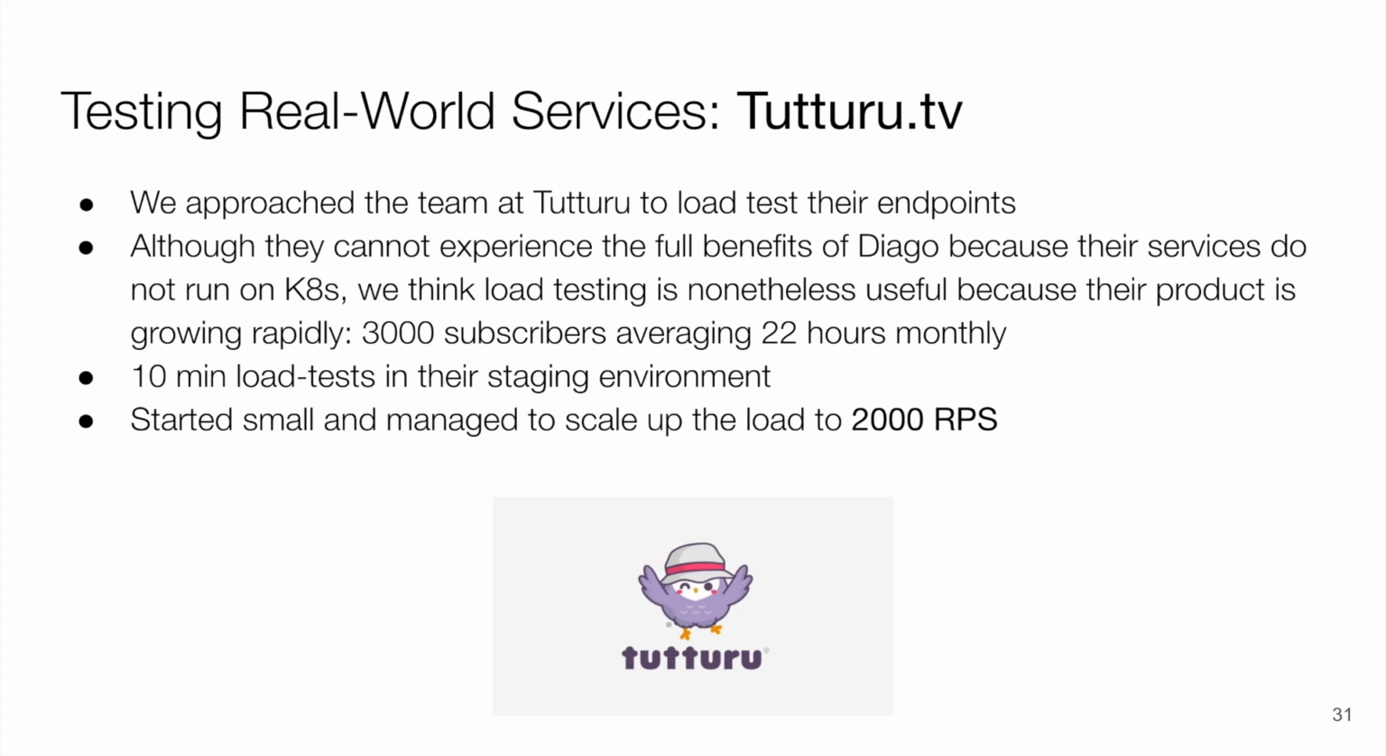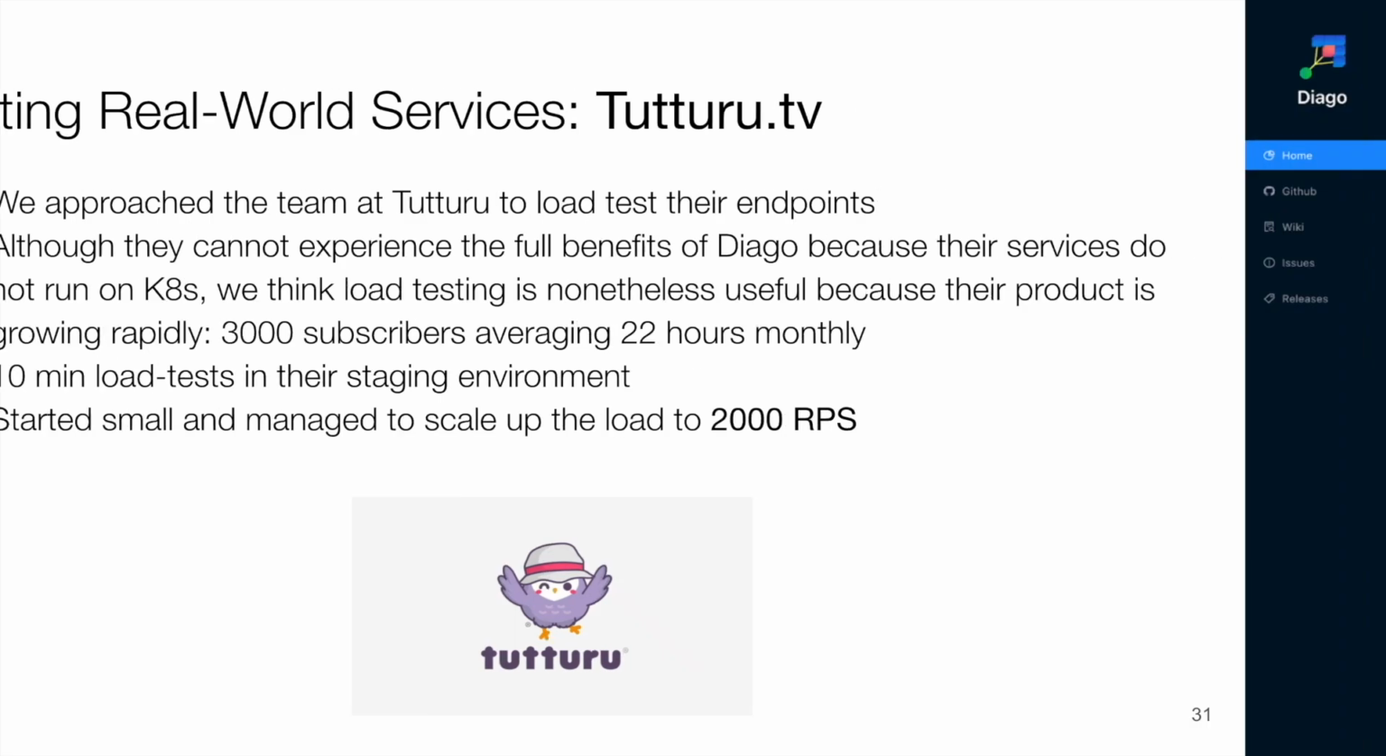We approached Philip to test some of their endpoints and staging. Their services are not hosted on Kubernetes clusters, but we thought it would be a good application of Diago, since the product is rapidly growing, and their APIs need to be able to keep up with this growing demand. To do this, we set up a series of load tests, each ramping up the volume of requests, maxing out at 2,000 requests per second.